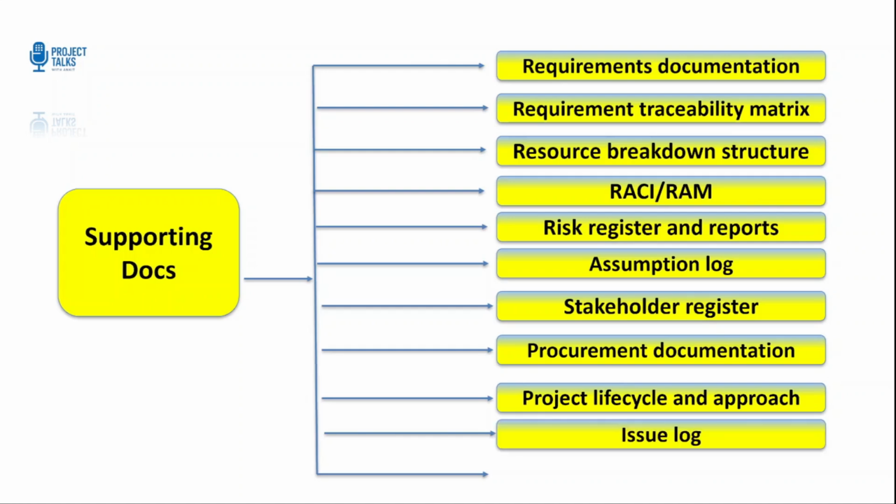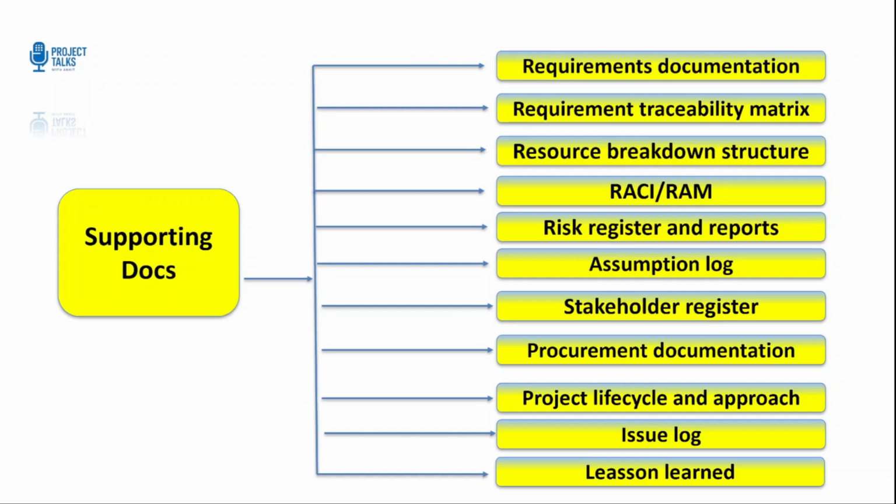Next is the issue log. Now, this log is used to record ongoing issues or challenges faced during the project. Each issue is tracked with its owner, priority, and resolution status. And finally, we have lessons learned. Now, this document captures what went well, what didn't, and key learnings for future projects. It ensures continuous improvement across the organization.